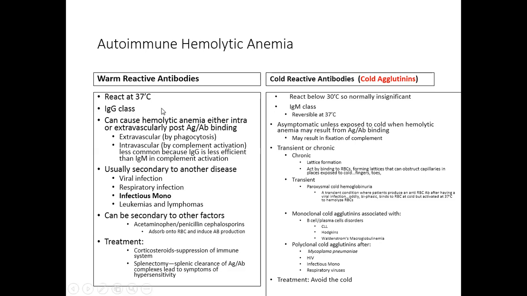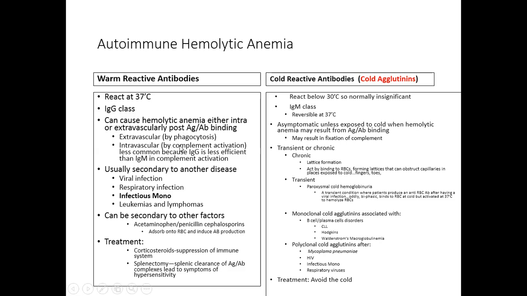Warm reactive autoimmune antibodies can cause that hemolytic anemia that we're worried about as part of a type 2 hypersensitivity reaction, either extravascularly, where after you get antigen-antibody binding, phagocytes just love that and digest them and clear them out of solution, or intravascularly by complement fixation.